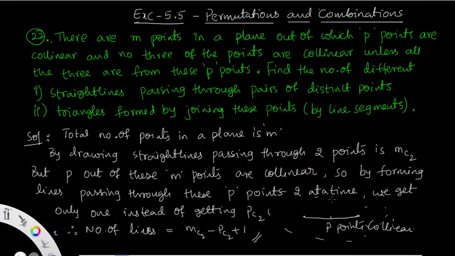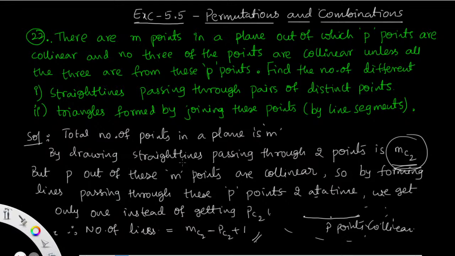So p points are collinear out of m points. We can draw mC2 straight lines. But among the p collinear points, no three can form separate lines, so we subtract: mC2 minus pC2. All these points overlap on one line, so we can form only one line from them. That is why we add 1.